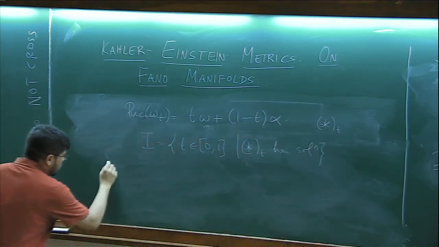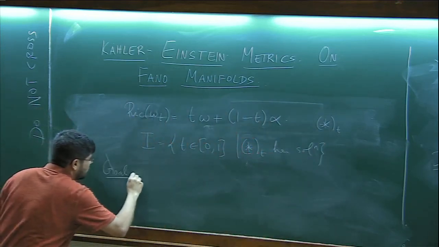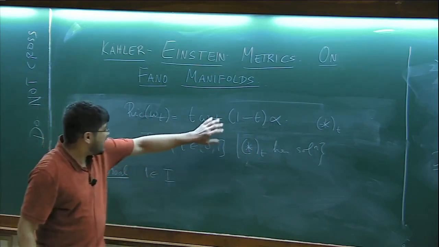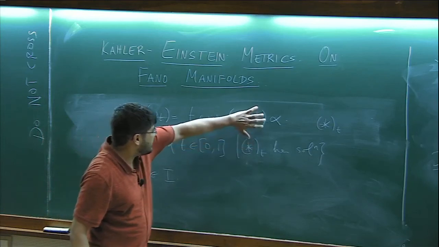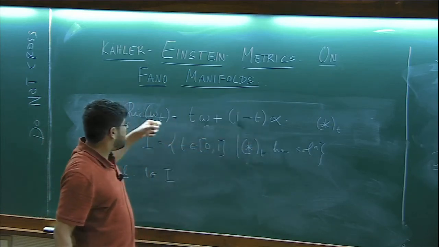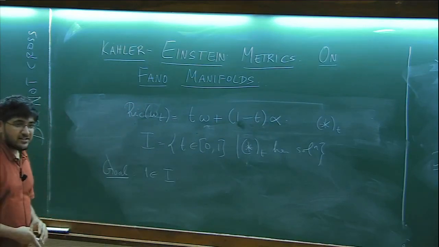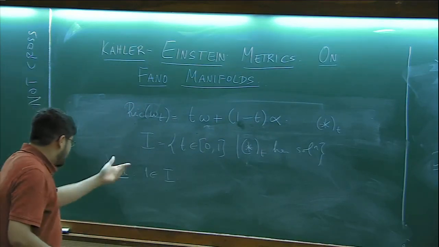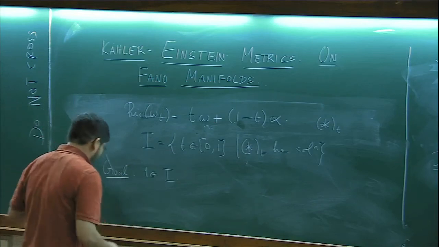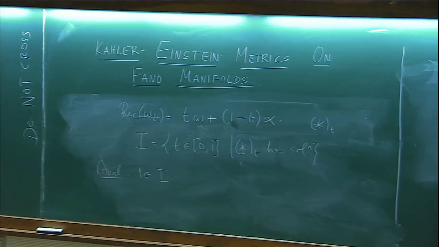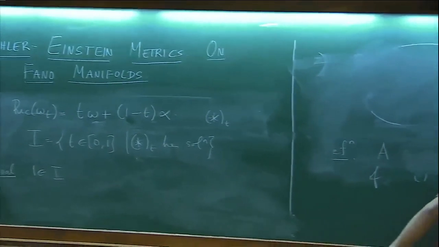Then what is our goal? Our goal is to show that 1 belongs to I, right? Because if 1 belongs to I, that means you have a solution at t equals 1, so that this term disappears and you get Ricci of omega 1 is omega 1, right? So that would be a Kahler-Einstein metric. So our goal is to show 1 belongs to I, and there are essentially 3 steps in all of this.